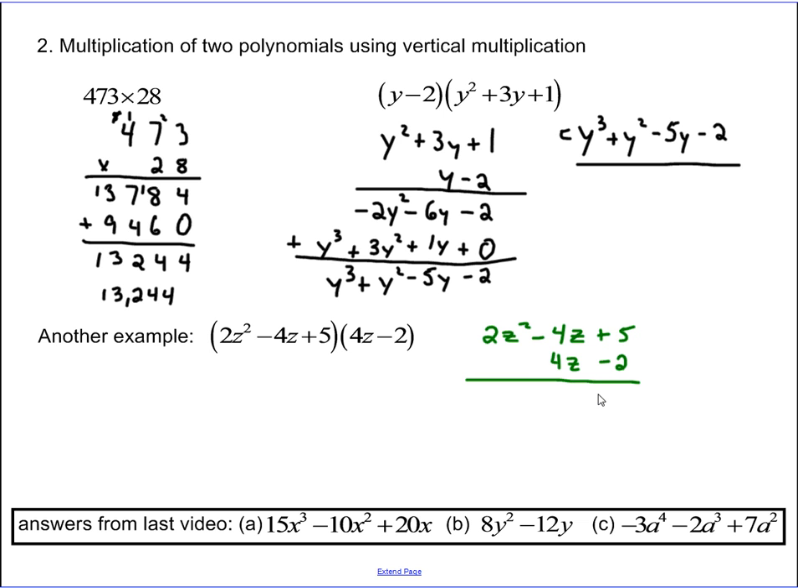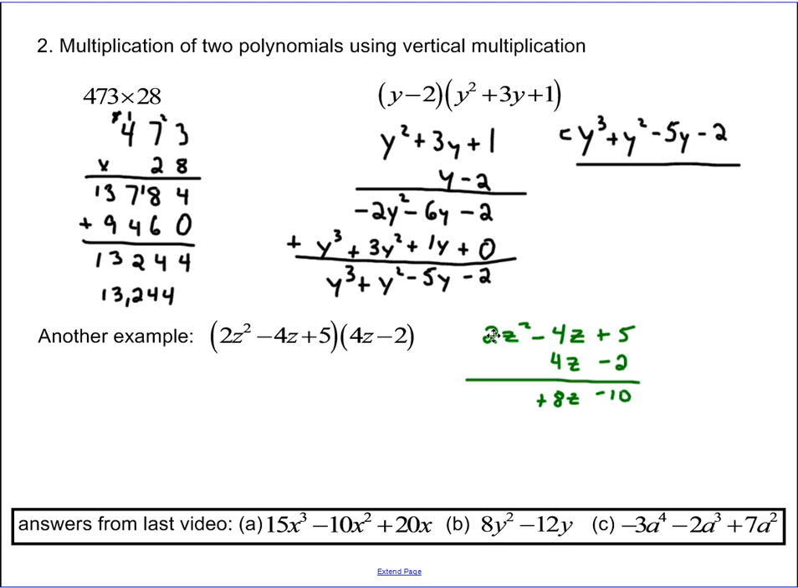Positive 5 times negative 2 is negative 10. Even though we get a 1 here, we don't have to carry any digits. That's the nice thing about this kind of multiplication, is that there is no digit carrying. So we're going to go to the next one, negative 4z times negative 2, and that's going to give us plus 8z in our z's column here.